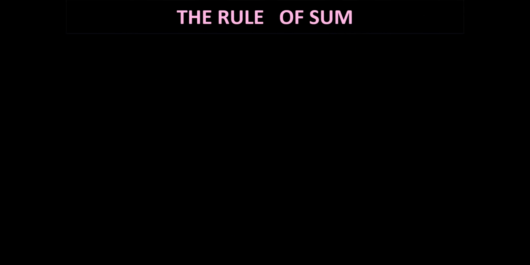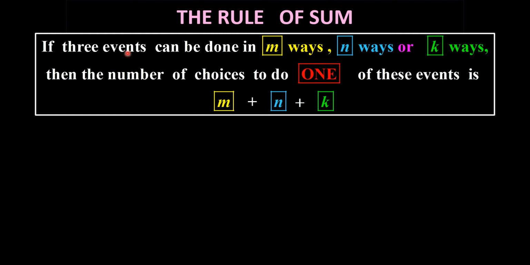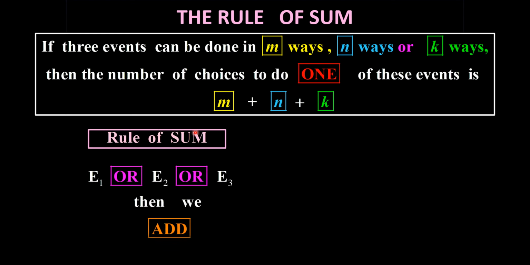Let's look at our rule here. If three events can be done in m ways, n ways, or k ways, then the number of choices to do one of these events is the sum m plus n plus k. So in the rule of sum, we choose between event E1 or E2 or E3, then we have to add the number of choices, if you have to choose one of these events.